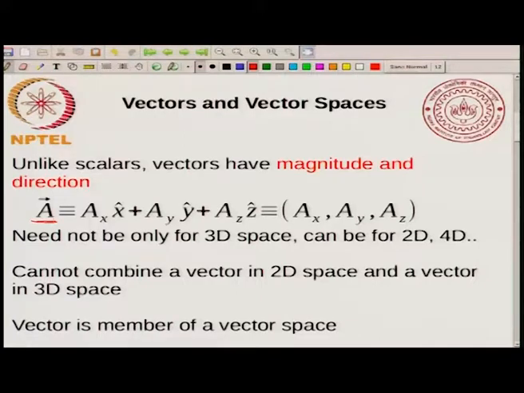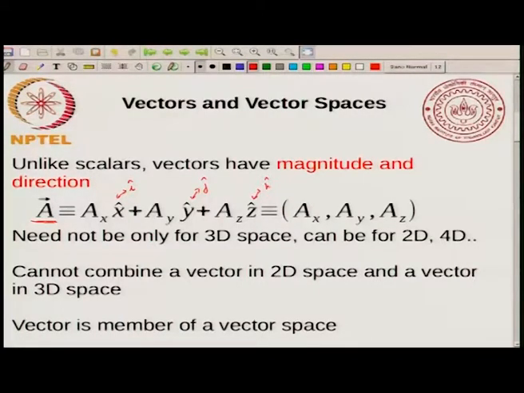You might write a vector A as Ax x hat plus Ay y hat plus Az z hat, where x hat, y hat and z hat, alternatively you might write these as i hat, j hat and k hat. So, you are also used to this notation. Ax, Ay and Az are the components, and sometimes you can just use a notation where you show a bracket Ax, Ay, Az, where you just show the components.